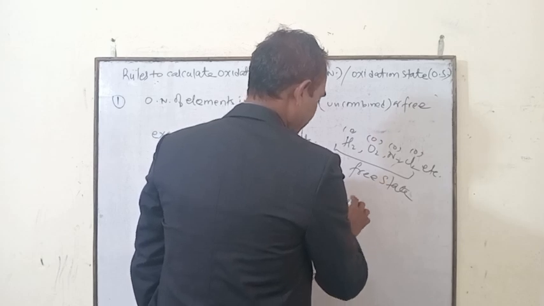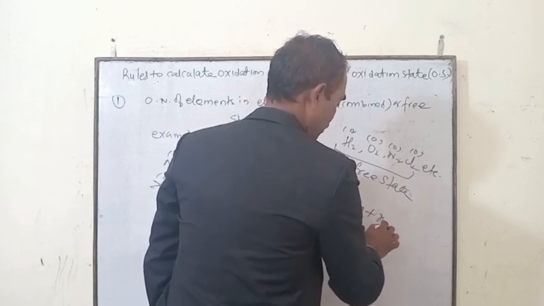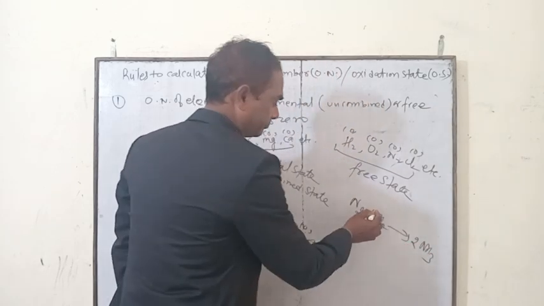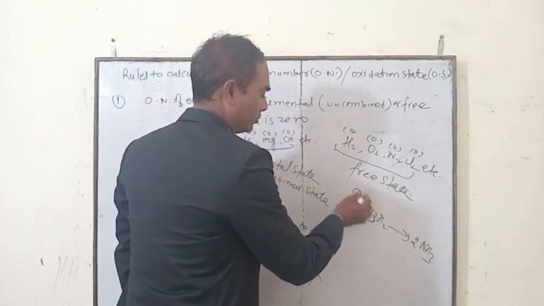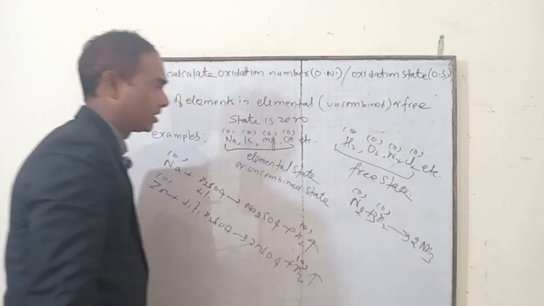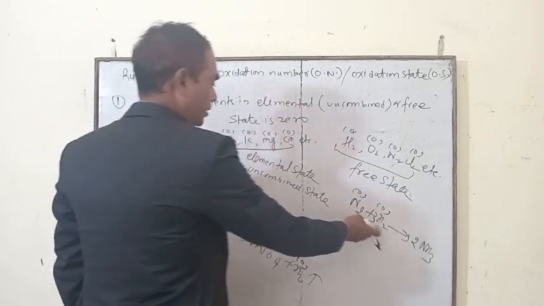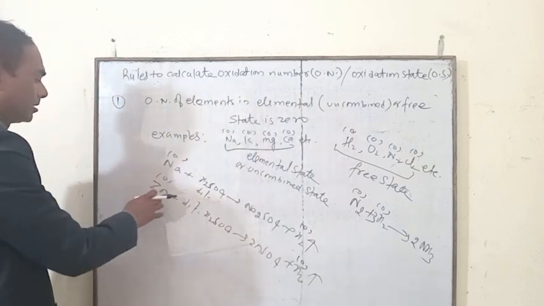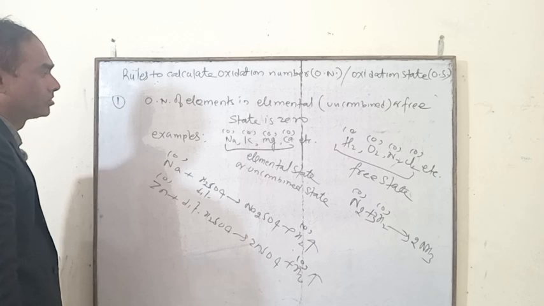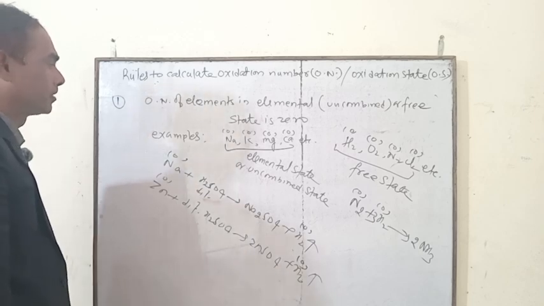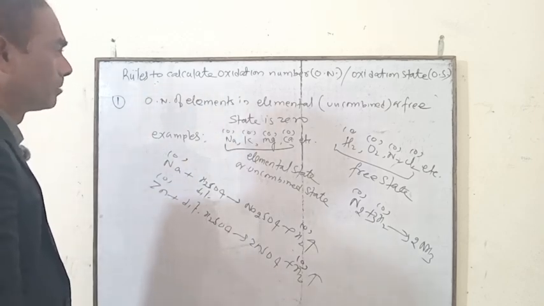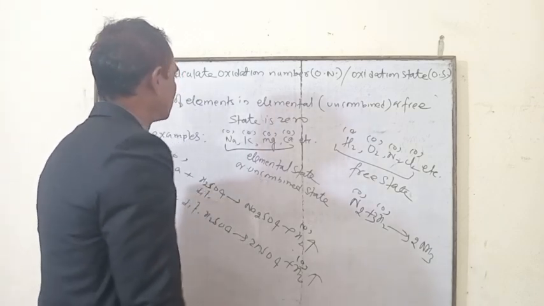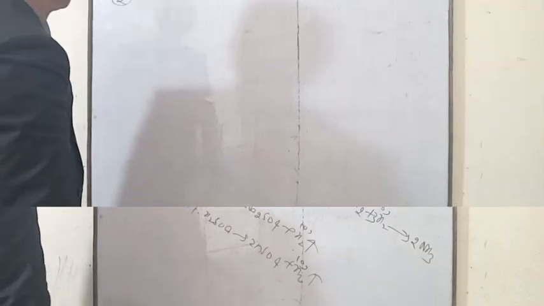Similarly, nitrogen combining with hydrogen giving 2NH3. Here oxidation number of nitrogen is 0 and of hydrogen is 0, because nitrogen and hydrogen are present in free state molecular form. In this way, if an atom is present in elemental condition, uncombined condition, or in free state, then the oxidation number will be 0.